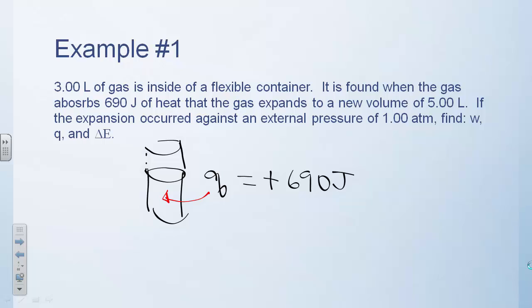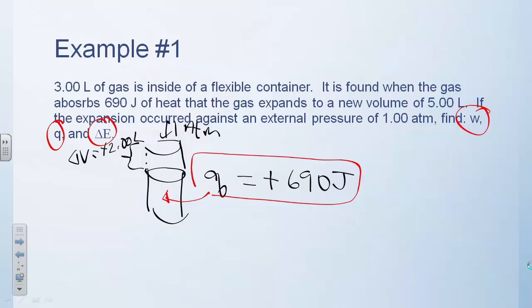So delta V is what? Delta V is a positive 2 liters. Here we have all the components to calculate the work done if we consider that the external pressure opposing the expansion is 1 atm, so 1 atmosphere of pressure. We're asked to find actually 3 components: work, Q, and delta E. It gives us Q directly, so that one's pretty easy, right?